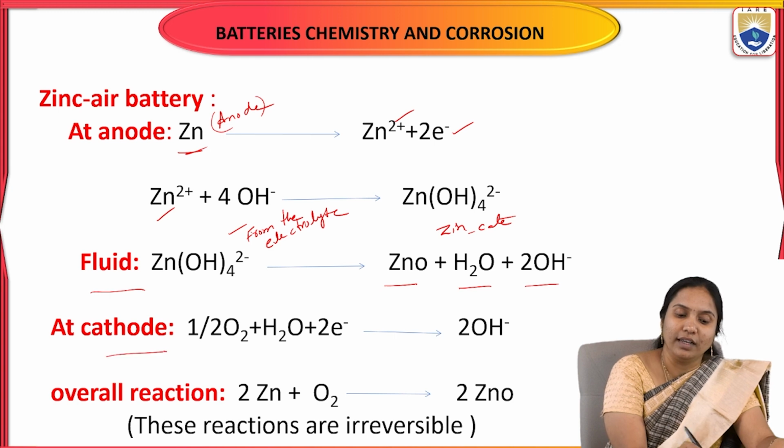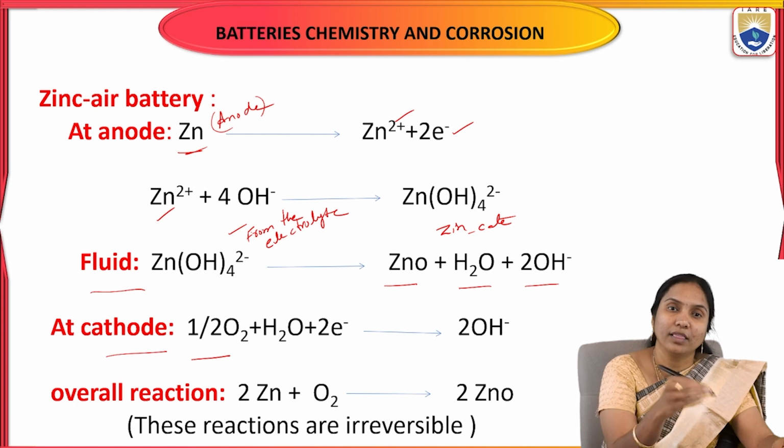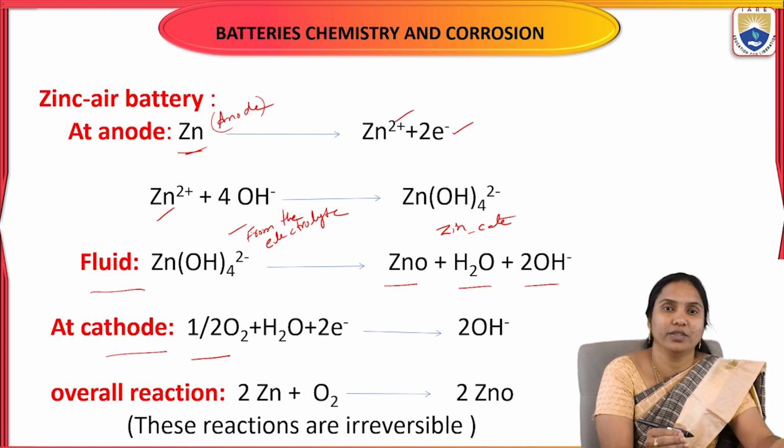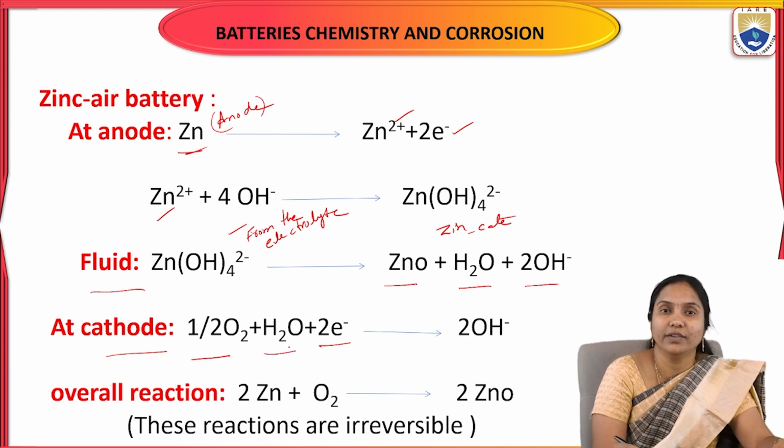At cathodic area, we know that oxygen acts as cathode. Porous carbon generally acts as the cathode. At cathodic area, which one is reduced? Oxygen, atmospheric oxygen from the air, gains 2 electrons and reacts with water, then produces OH minus ions.